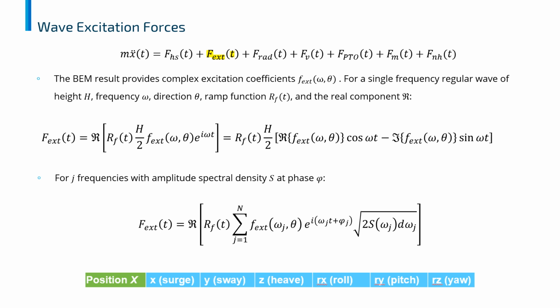For an irregular wave or multiple regular wave scenario, using the spectral density S to define the wave spectrum and a random phase defined by phi, you can see in the lower equation how WEC-Sim calculates the forces in an irregular sea state.